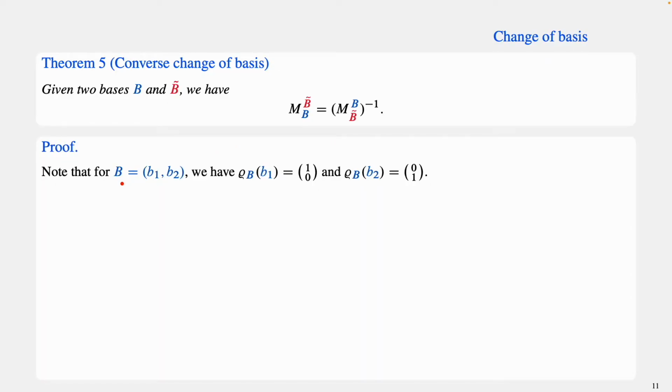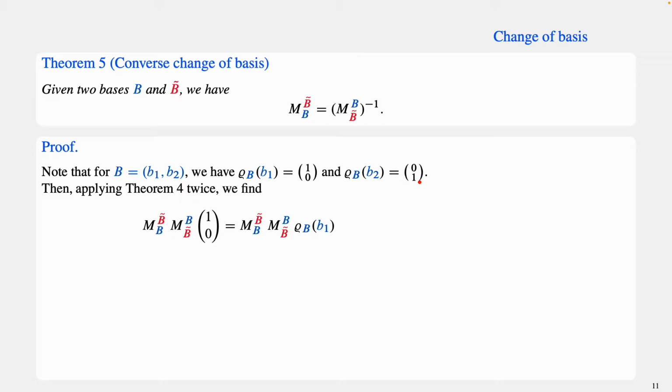And to prove this, we note that expressed in the basis B, the vectors b1 and b2 are just given by the two canonical basis vectors, okay? Because rho B of b1 is just 1 times b1 plus 0 times b2, so 1, 0. And rho B of b2 is 0 times b1 plus 1 times b2, and we get 0, 1. Now we apply theorem 4 twice. And we find the following.